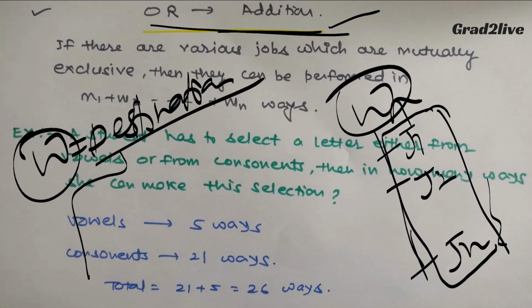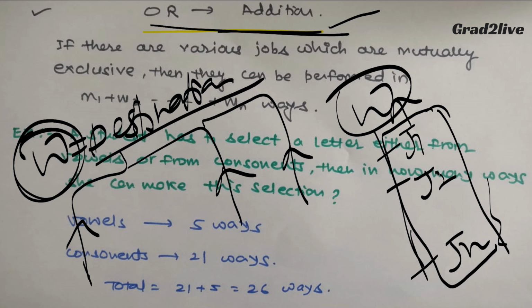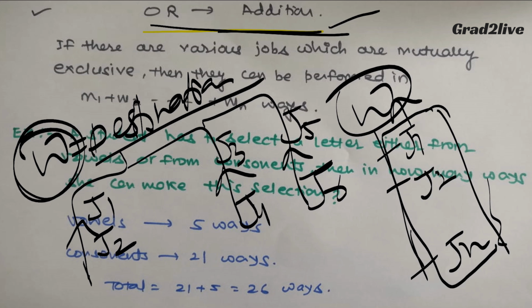Now I can reach this destination either by this way, or let us suppose by this way, or let us suppose by this way. So there are three ways to reach the same destination, that is to do this work W, right? So there are three ways. And this way involves J1, J2 jobs. This way involves J3, J4. This way involves J5, J6, right?